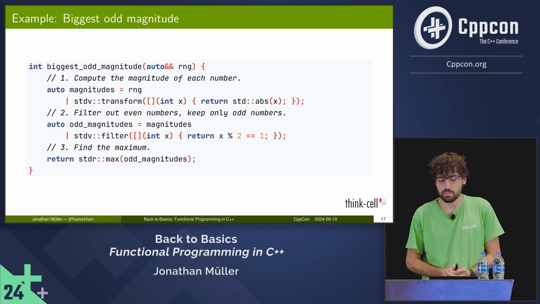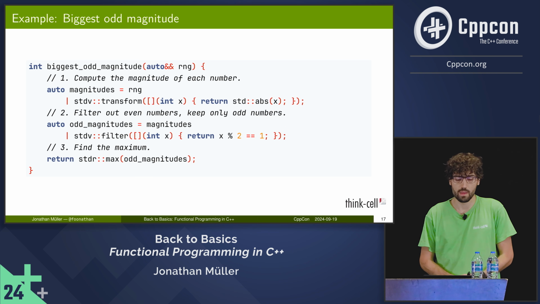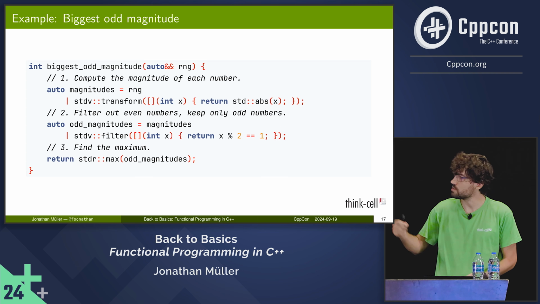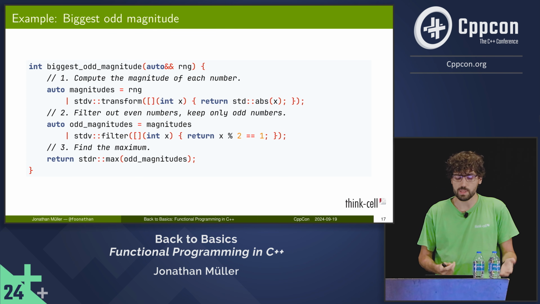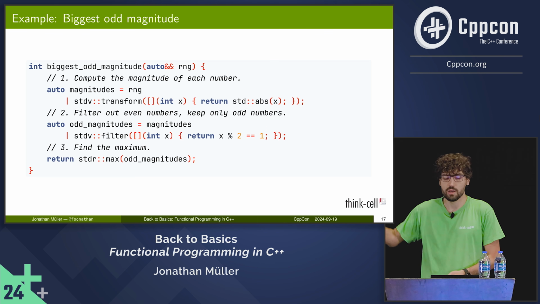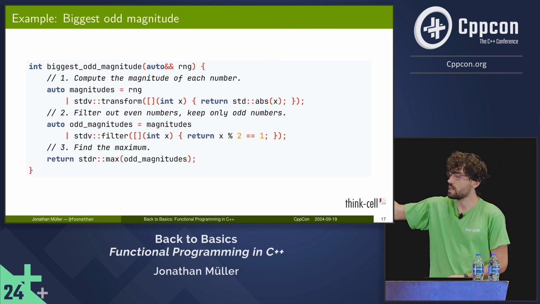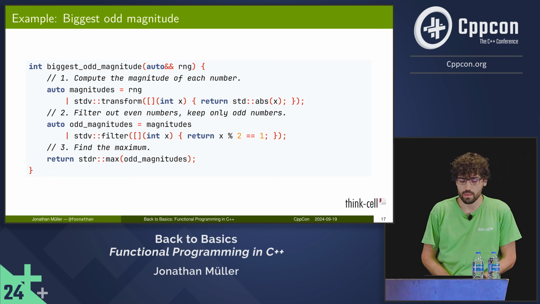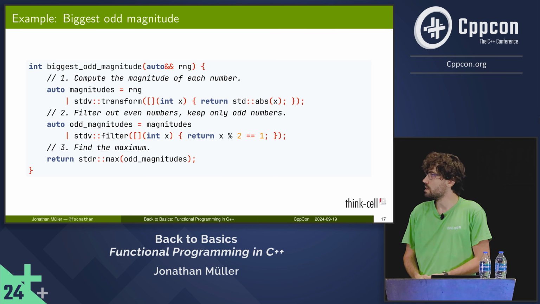So with views, our example can look like this. The first step, we compute the magnitude of each number. And for that, we pipe the range into std transform. As before, std view is the view. This does not eagerly compute in a range. Instead, it specifies that as you iterate over it, call this function on each element. So when we iterate over magnitudes, we will only get the magnitudes of the range by calling the function each time we iterate. Then we call filter to filter out even numbers, right?